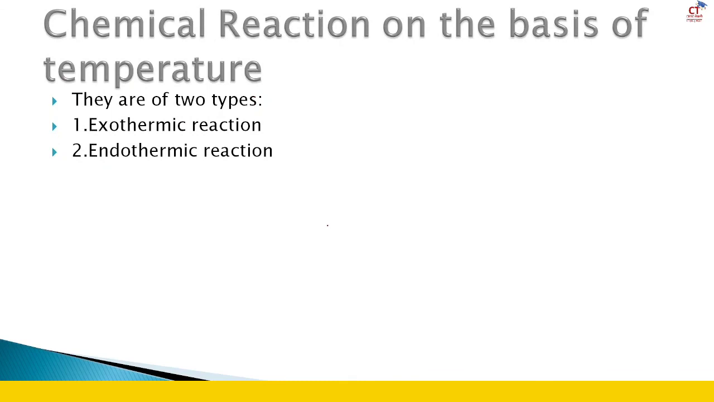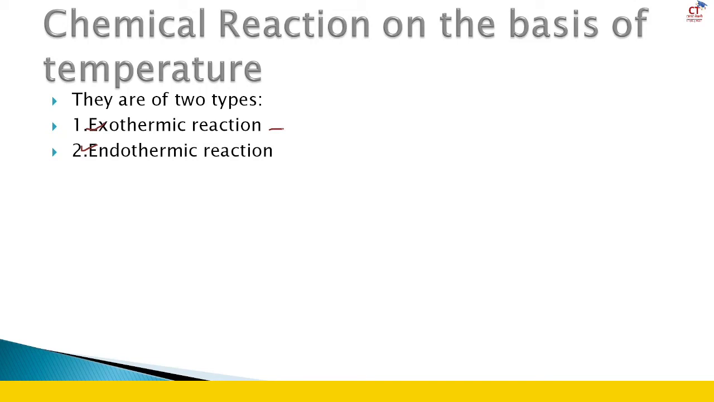As I have already mentioned, chemical reactions on the basis of change of temperature can also be divided into two types, that is exothermic and endothermic. Exothermic, what is this? Exothermic is the one where heat is released along with the product. We have already seen in the first one, the combination reaction, that heat was getting released. So that is an example of an exothermic reaction.